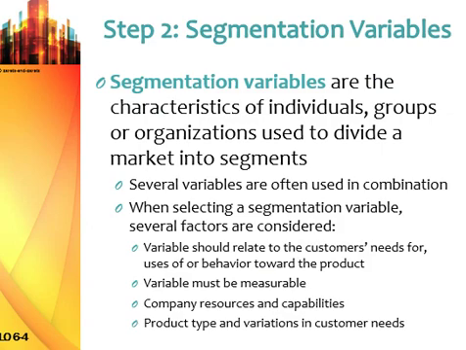So let's talk about segmentation variables now. Those are characteristics of individuals, groups, or organizations used to divide a market into segments, right? Several variables are often used in combination. When selecting a segmentation variable, several factors are considered. The variable should relate to customers' needs for, uses of, or behavior toward the product. Variable must be measurable. Company resources and capabilities must be taken into account. Product type and variations in customer needs.